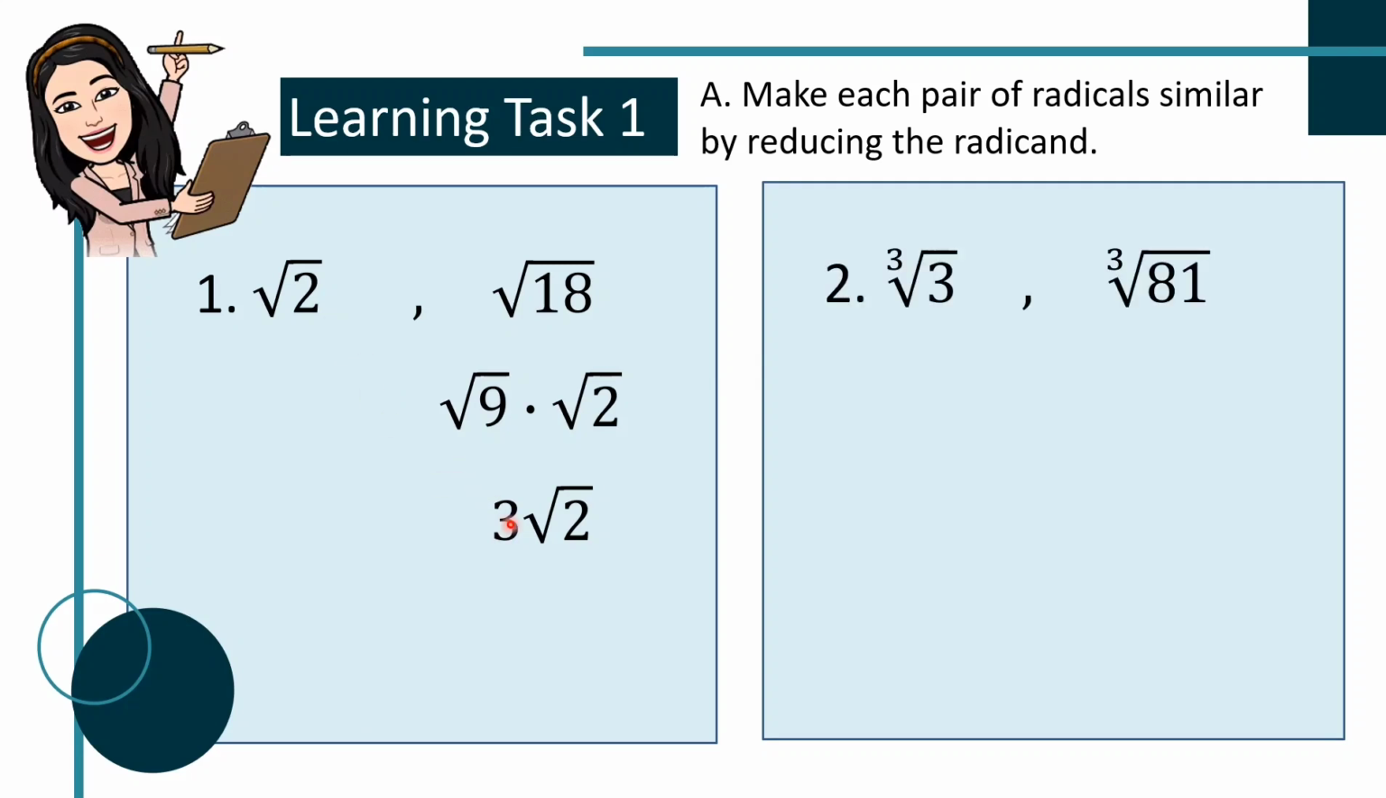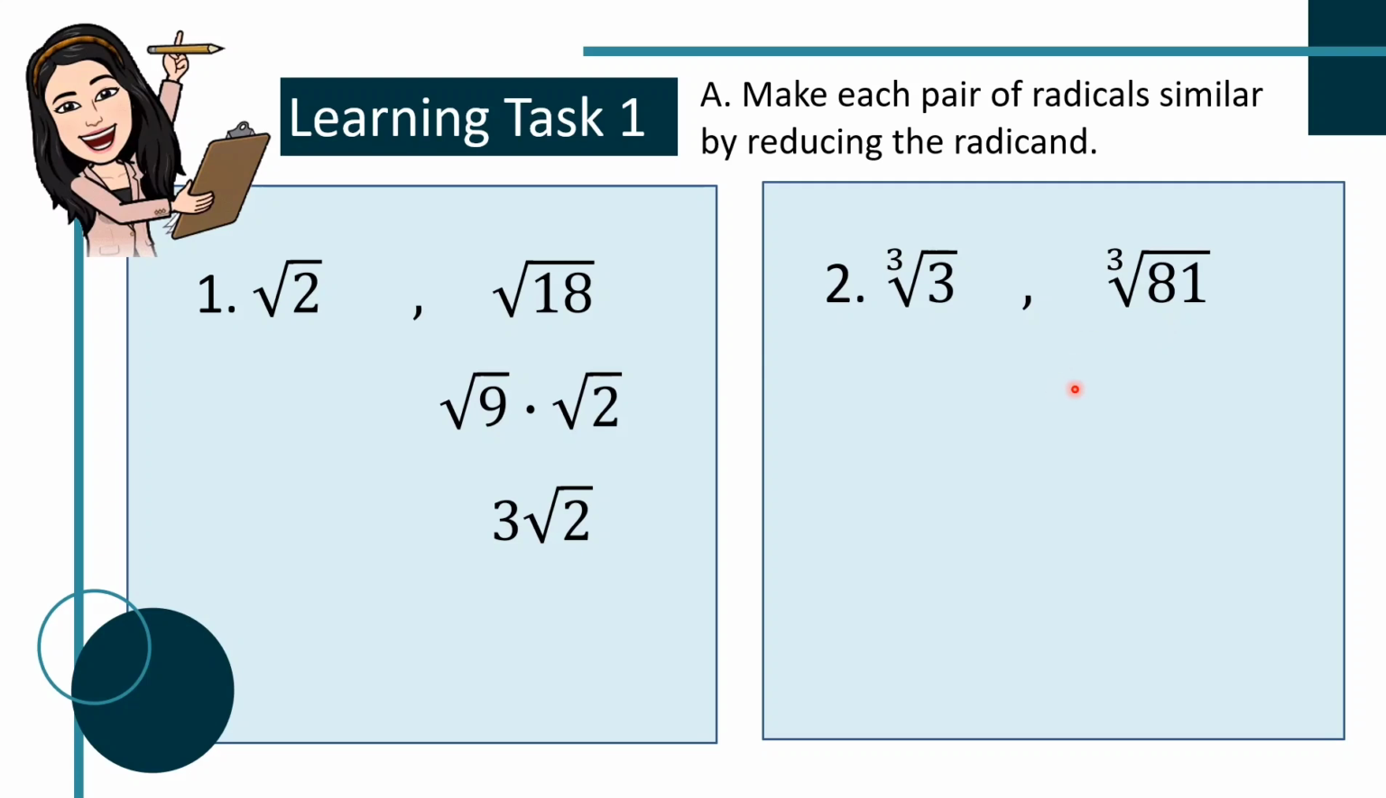Next, number 2. Our given is cube root of 3 and cube root of 81. Again, we will make them similar radicals by reducing the radicand. Let us begin with cube root of 3. Is the cube root of 3 in simplest form? Okay, good. How about cube root of 81? Let us think of a factor or factors of 81 in which one of them is a perfect cube. What factors of 81 have a perfect cube?